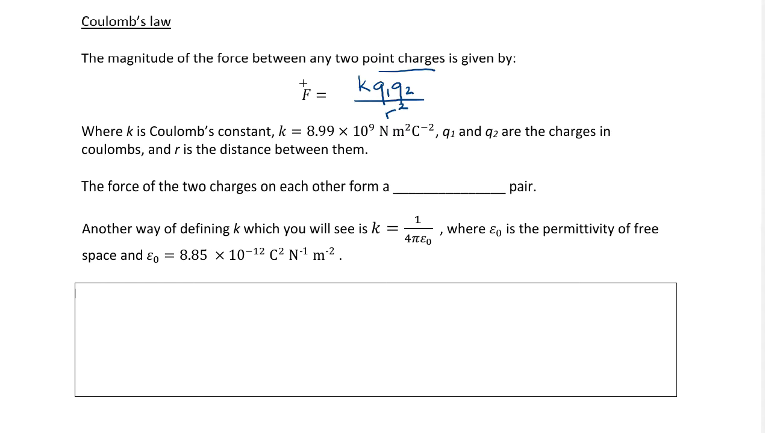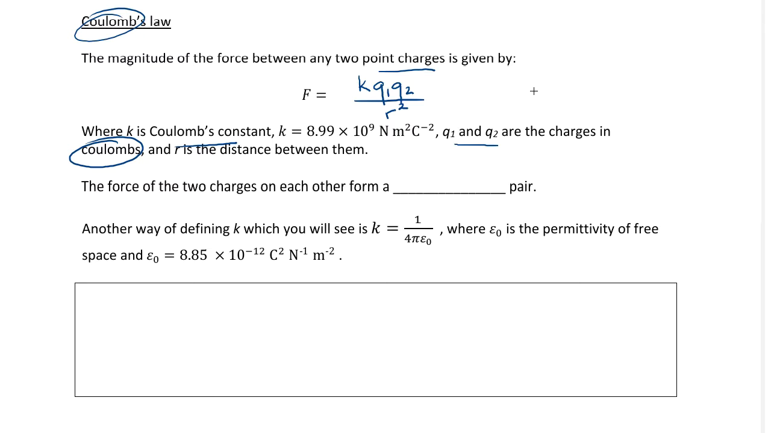So the electrical force is equal to k, which we call Coulomb's constant, times q1 times q2. Each of those are the charges, and they're in coulombs. Be careful, it's not in elementary charges. It's in coulombs. Remember that because it's called Coulomb's law. And r is the distance between them, and r is squared.